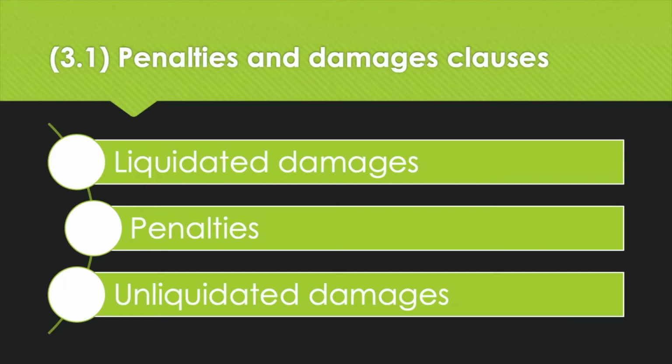And then unliquidated damage is another method that allows one party to claim damages from another in the event of a breach, but it doesn't specify the amount that can be claimed because it's not possible to calculate that in advance.